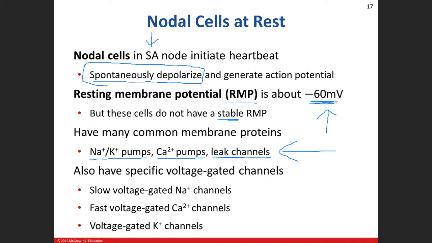So we have a couple new things that we haven't been exposed to. We've been exposed to voltage-gated sodium channels, but not slow voltage-gated. We've never talked about that before. And then we have fast voltage-gated calcium channels. We've already seen voltage-gated potassium channels before. Okay, so there's a reason why we call these voltage-gated sodium channels and these voltage-gated calcium channels slow and fast. I'm going to go over that with you. Okay, so these two are the new types of proteins that we're going to talk about. Okay, so slow sodium, fast calcium.